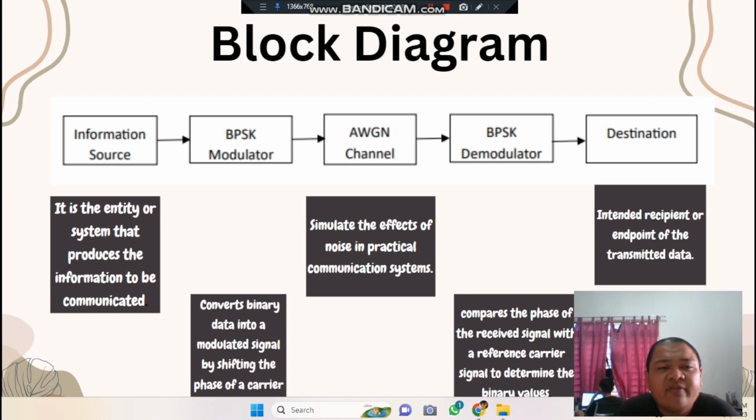Okay, for the block diagram, we have the information source, BPSK modulator, AWGN channel, BPSK demodulator and destination. The information source is the entity of the system that produces the information to be communicated. The BPSK modulator converts binary data into a modulated signal by shifting the phase of a carrier. The AWGN channel simulates the effects of noise in practical communication systems. The BPSK demodulator compares the phase of the received signal with a reference carrier signal to determine the binary values. And lastly, the destination is the endpoint of the transmitted data.